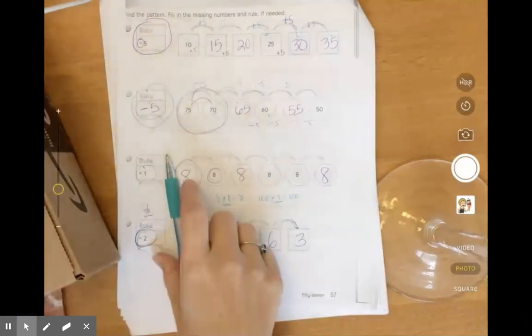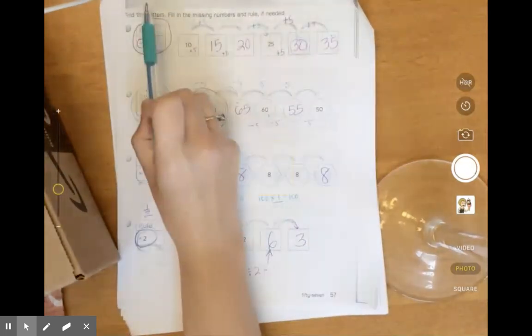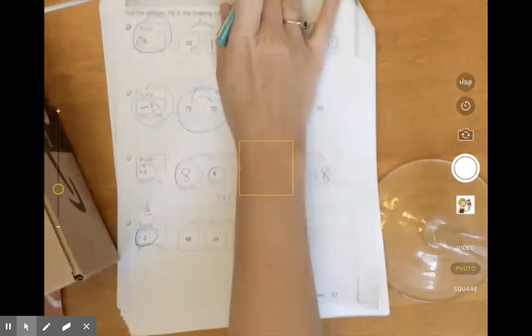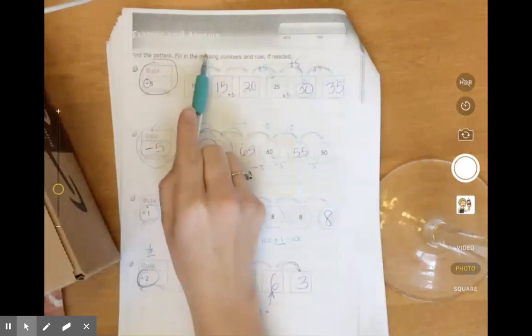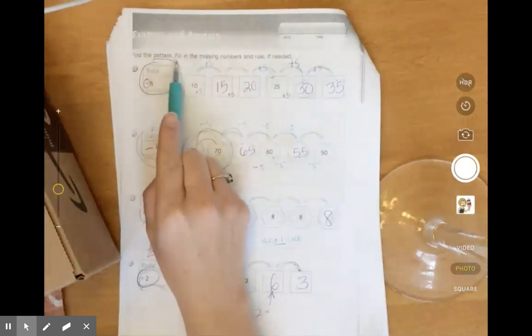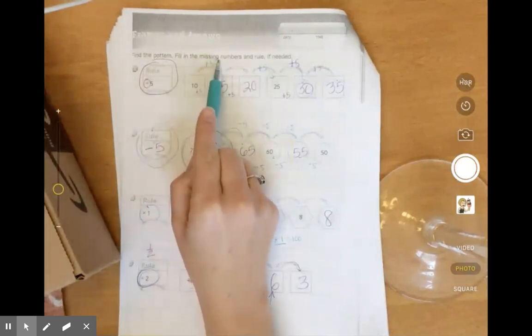Everyone. So I'm just going to go over today's math with you. So we are working on frames. Let's see if you can see that. Frames and arrows. We're working on finding the pattern and then filling in the missing number with the rule.